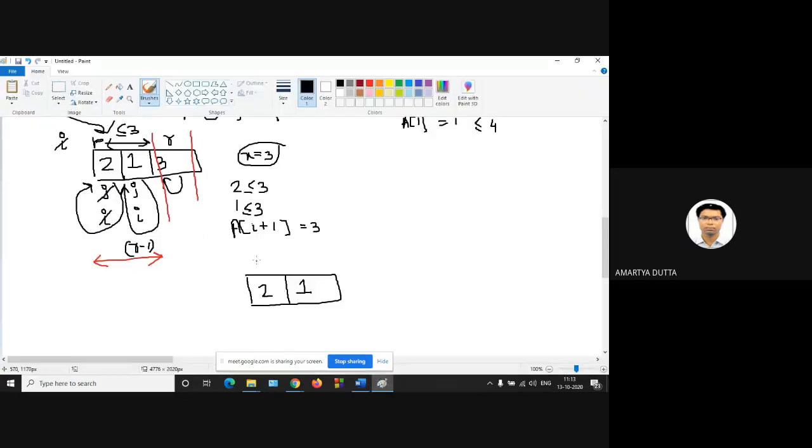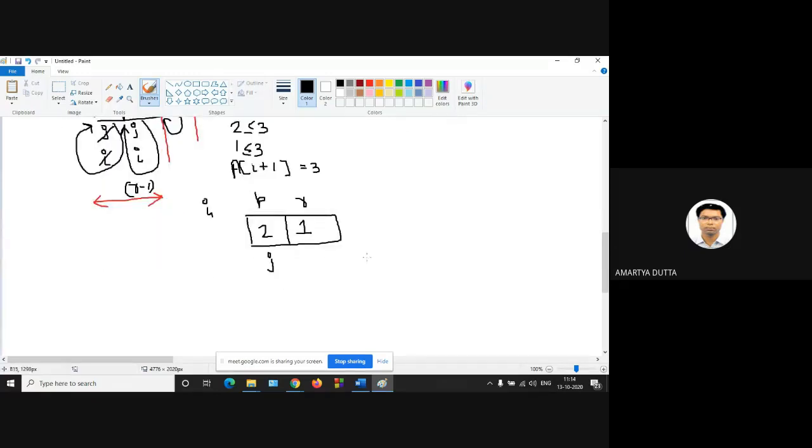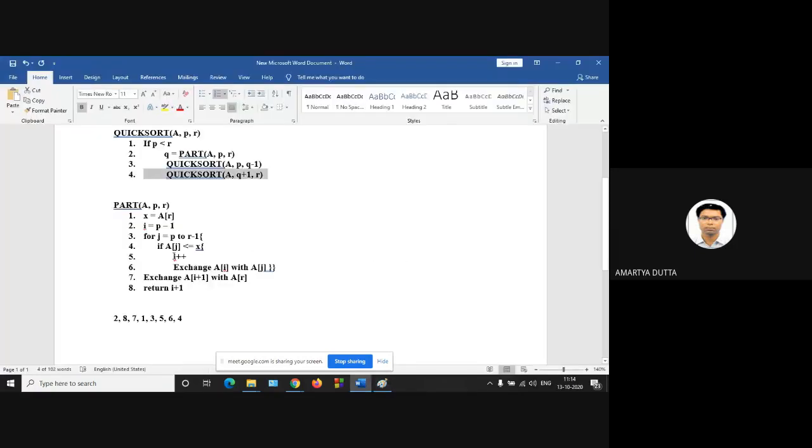So for 2, 1, this is your P and this is your R. And this is your I and this is your J. Sorry, that was the I. So this is I and this is J. Now, is 2 less than or equal to 1? Line number 4: Aj is less than or equal to X.